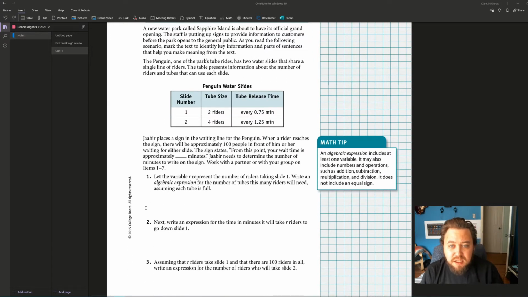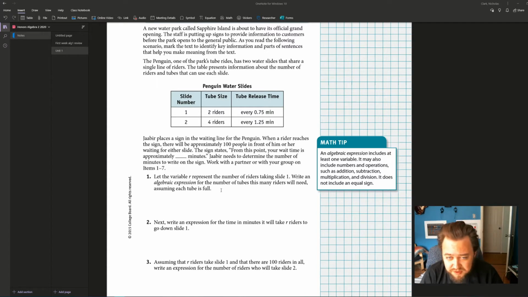All right. Jabir places a sign in the waiting line for the Penguin. When a rider reaches the sign, there will be about 100 people in front of him or her waiting for either slide. The sign states, from this point your wait time is about blank minutes, and Jabir needs to determine the number of minutes to write on the sign. Jabir's got an interesting job for working at a water park.